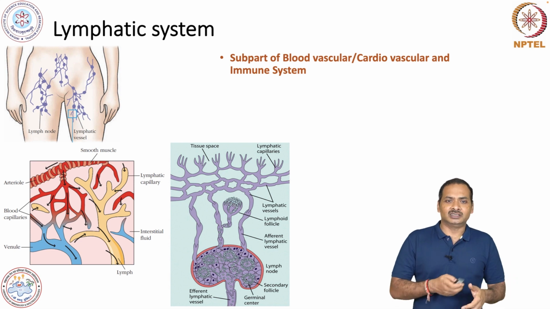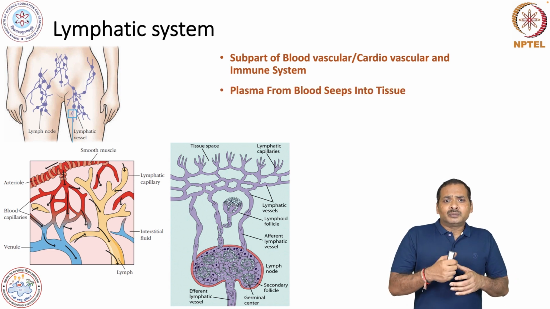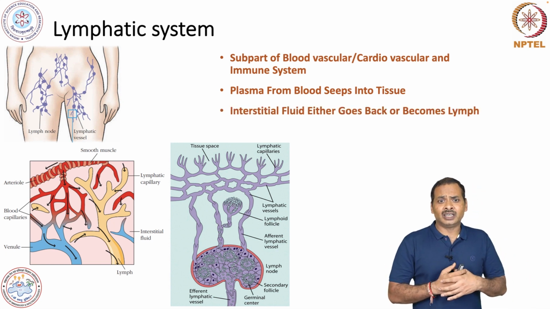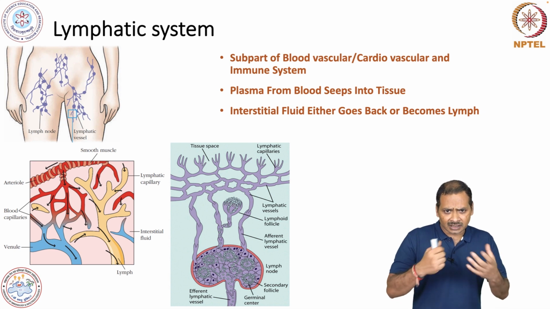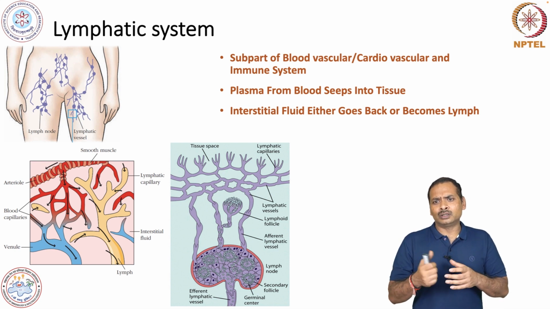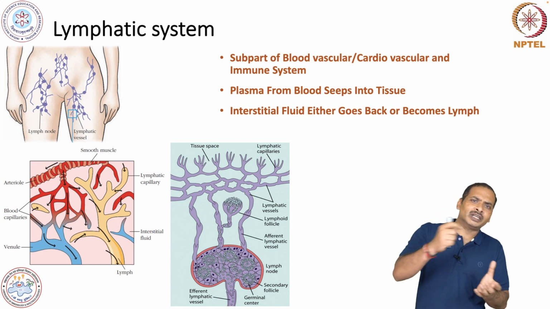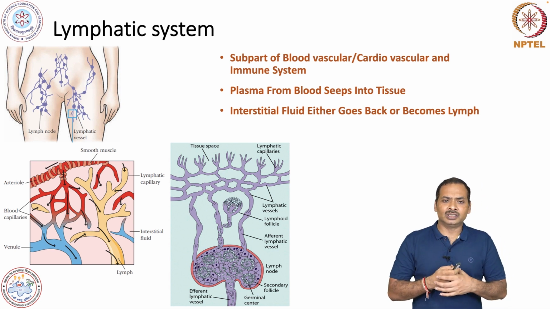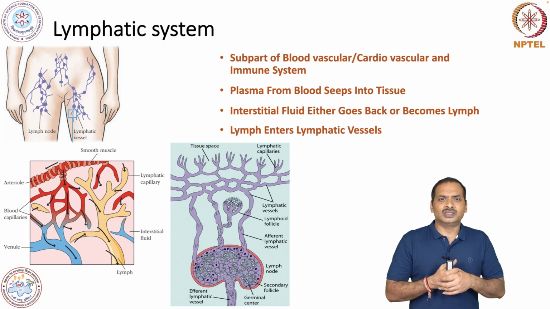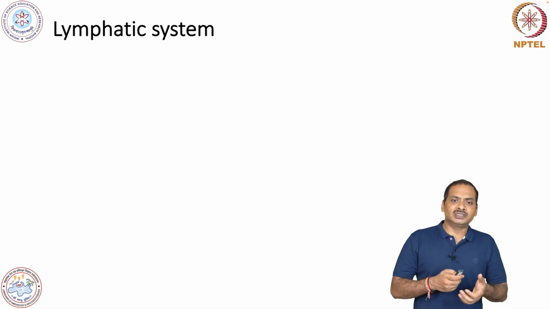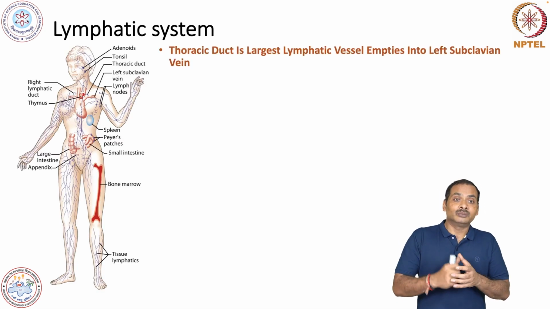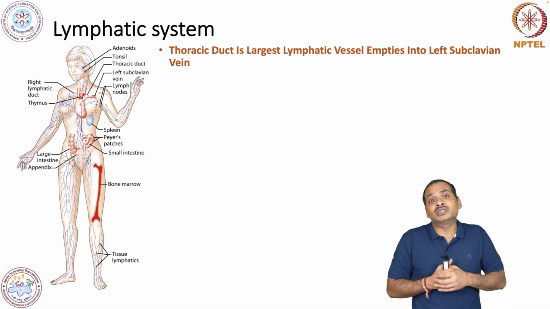So plasma from blood seeps into the tissue, which I already explained, and this interstitial fluid will become lymph. This can go back to the blood vascular system; I will show you in a short while. All these lymphs enter into the lymphatic vessels, and the lymphatic vessels play a very important role in collection of this fluid, because if this fluid keeps accumulating, that will cause oedema.